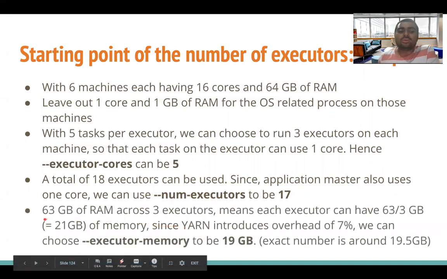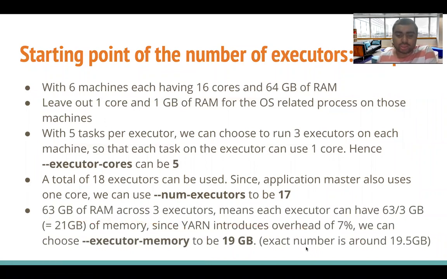And since we have 63 GB of RAM on each machine, and each machine has 3 executors running on it, it simply means we have one executor consuming 21 GB of memory.